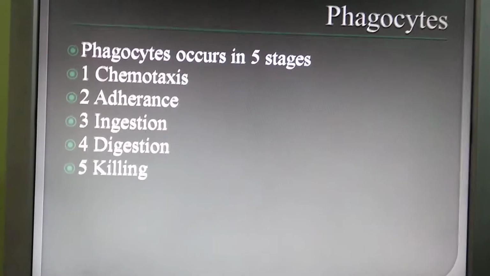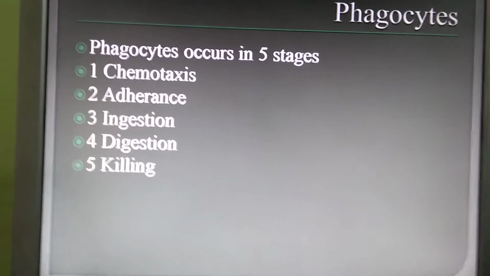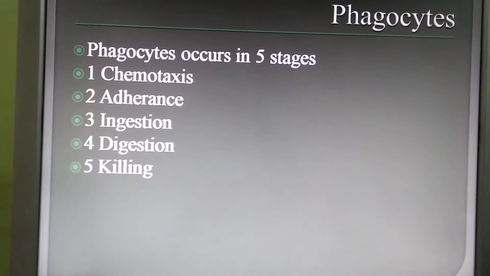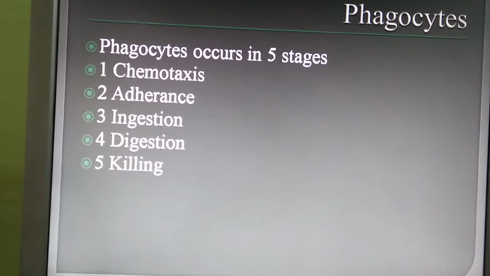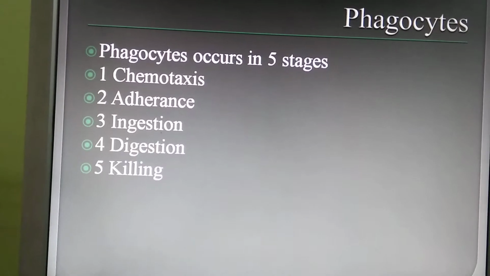This phagocytosis occurs in 5 stages. Number 1, chemotaxis. Number 2, adherence. Number 3, ingestion. Number 4, digestion. And number 5, killing.